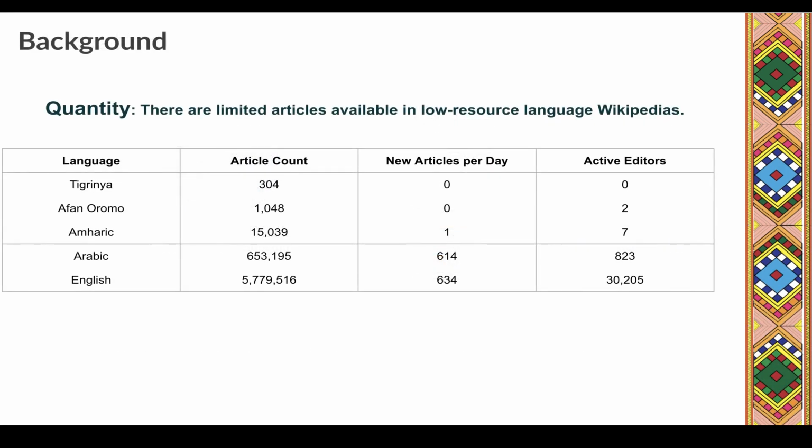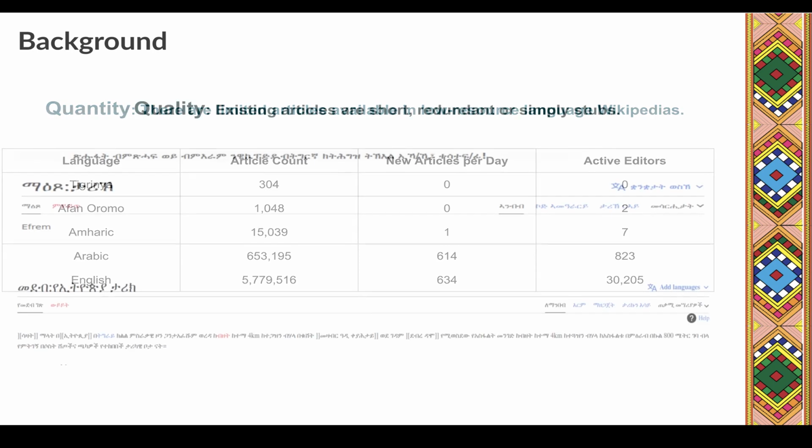Particularly, low-resource languages lack in terms of quantity. There are 304 articles on Tigrinya Wikipedia compared to over 650,000 in Arabic. There's also an alarmingly low number of new articles per day and active editor count for low-resource languages as compared to their higher resourced counterparts.